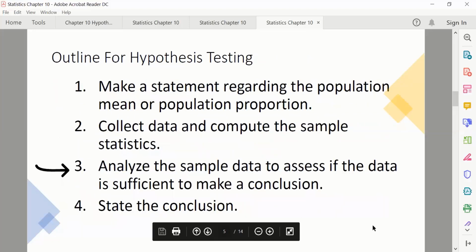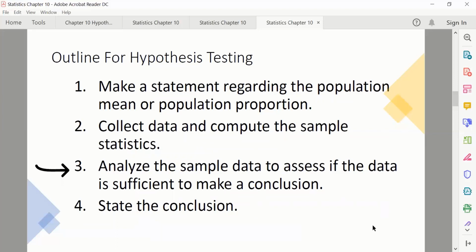So the outline for hypothesis testing, you don't need to write this down. There's 4 steps. 1, make a statement regarding the population mean or the population proportion. 2, collect data and compute the sample statistics. 3, analyze the sample data to assess if the data is sufficient to make a conclusion. And step 4, state the conclusion. We're going to start with analyzing the sample data to see how we do that, to assess if the data is sufficient to make a conclusion.